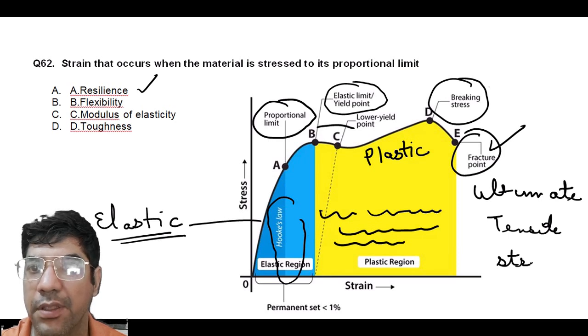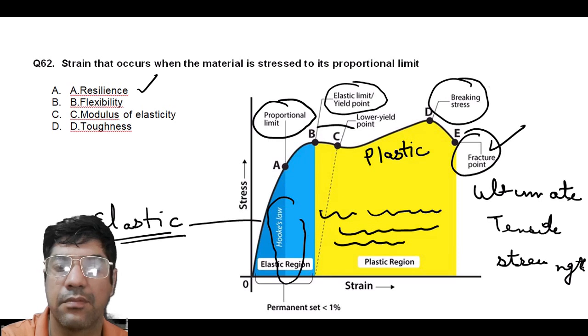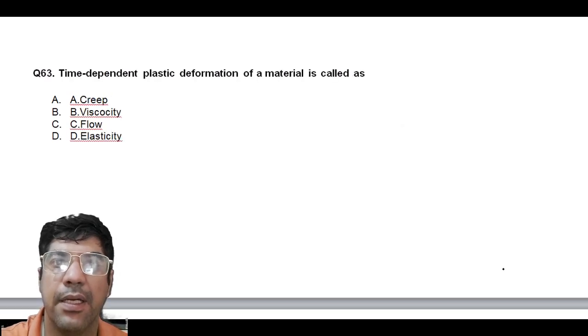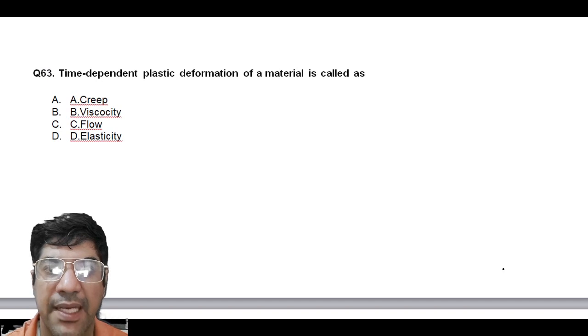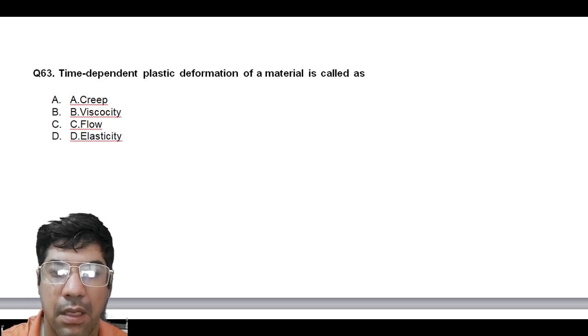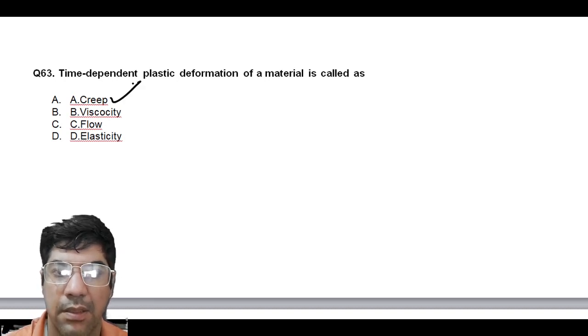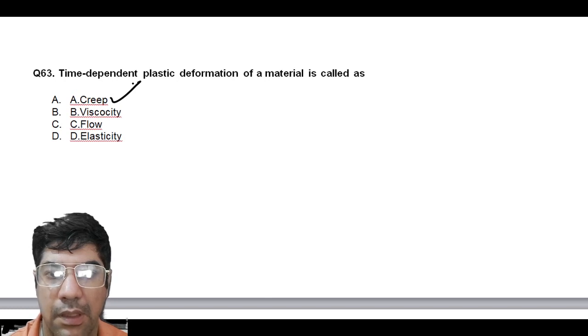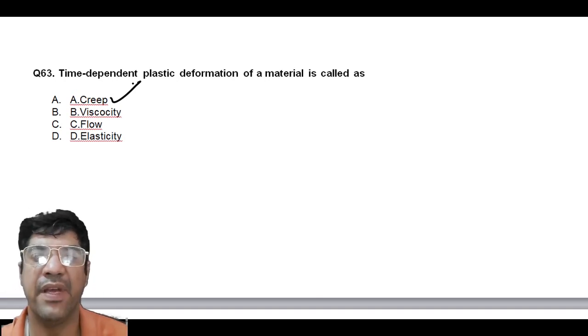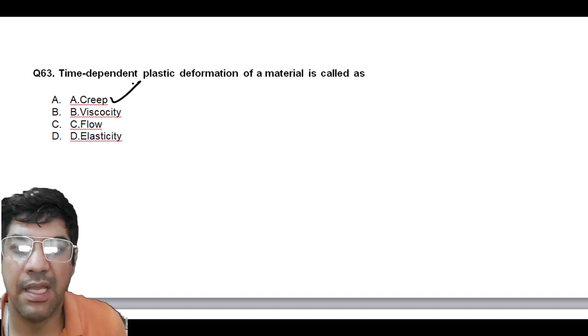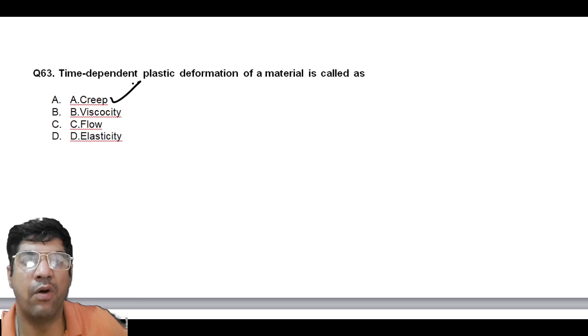Moving to the next question. The time dependent plastic deformation of material is creep. Creep is the time dependent plastic deformation of the material. It is a phenomenon where the material deforms slowly and permanently over time when subjected to constant load or stress, especially at elevated temperature or near its melting point.